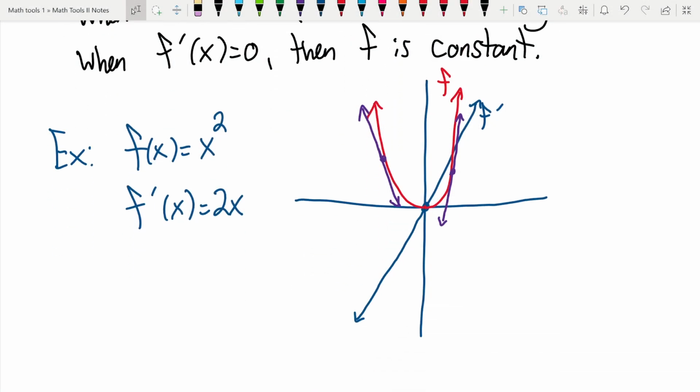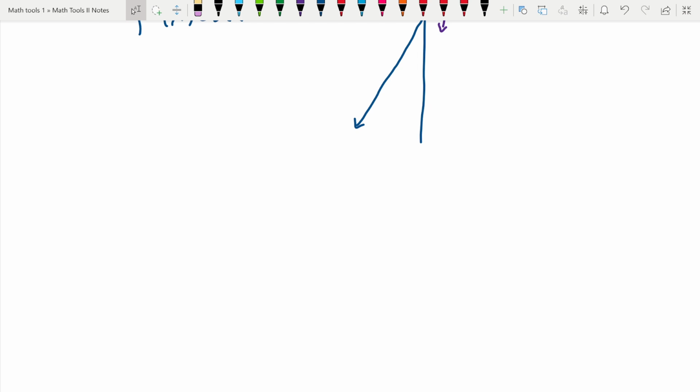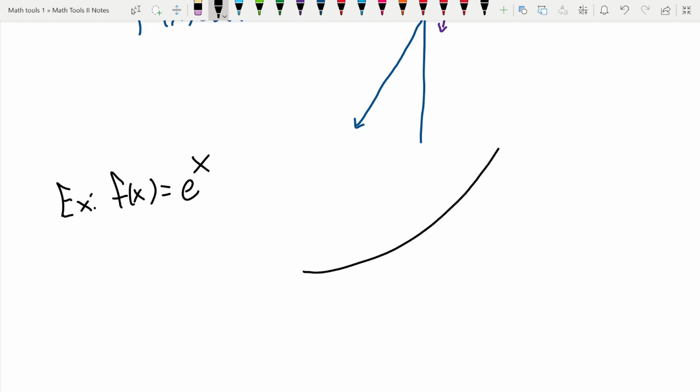So if we look at some more special functions, e to the x, for example. E to the x is, of course, always increasing. If you look at the graph, it looks something like this. I won't draw the whole thing, but it just looks like this. It's always increasing, going from left to right, which should be no surprise because f prime of x is equal to e to the x, which is always greater than 0, right? So it's always going to be positive.